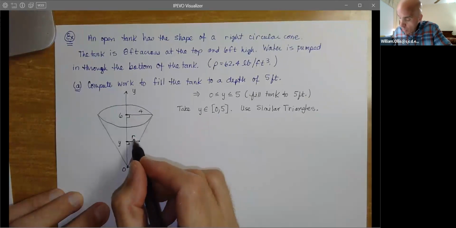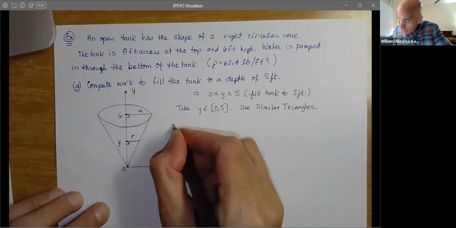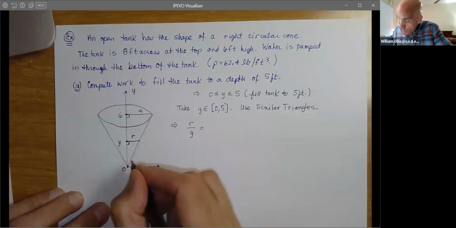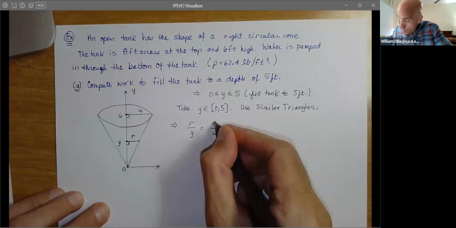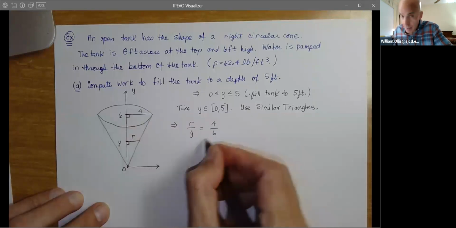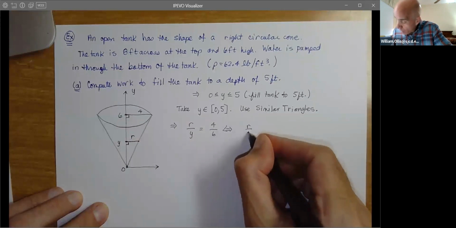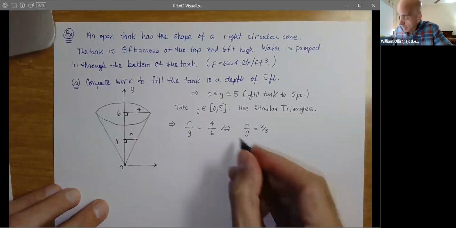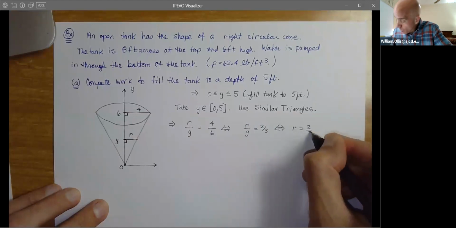We can say R over Y is to 4 over 6. So this implies R over Y, ratio of corresponding distances, 4 over 6. So the shorter to the longer, shorter to the longer. Radius, radius, corresponding heights, heights. So if and only if, this is R over Y equals what? 2/3, since we can factor a 2 from each of those, and now we can cross multiply. So R equals 2/3 Y.